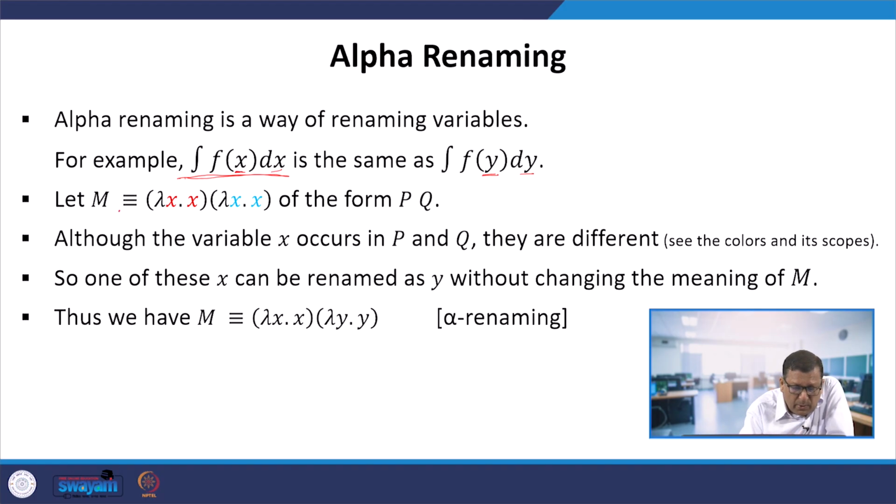Now here, for example, let m be lambda x dot x. Here the x colored red is written, and another n, this is the n part, is y. So obviously we know that these two x have different scopes, and they are different. So we can change one of them to make it distinct, to say something like y. So we have changed this blue one to y. So lambda x dot x, lambda y dot y. By alpha renaming we have obtained this. There is no change in the meaning at all.